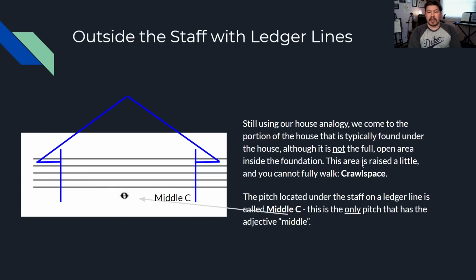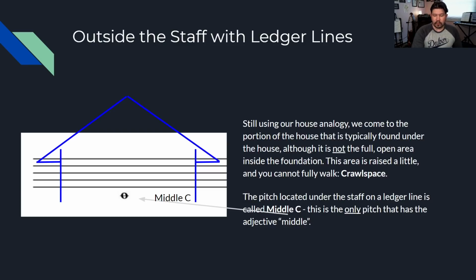Speaking of ledger lines, we do have those lines that extend the staff either up or down, called the ledger line. And using the house analogy, we're thinking of an area underneath the house that's a little bit smaller. Can't walk upright, can't do that. So we have the crawl space. That middle C right there is the strategy, crawl space. Now, another way to remember middle C is number 1, it's the ledger line below the staff. But number 2, it's the only pitch that we have that uses the adjective middle.